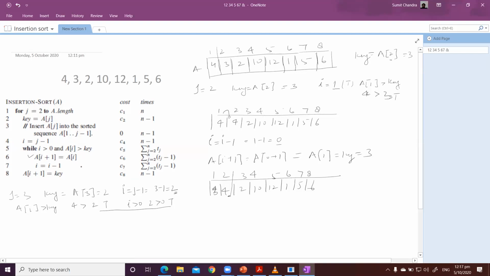Now a[i plus 1] is equal to a[i]. It means, with i value 2, the third location will be the same as the second location. So now what we'll get: 3, 4, 4, 10, 12, 1, 5, 6. Is this step clear, class?